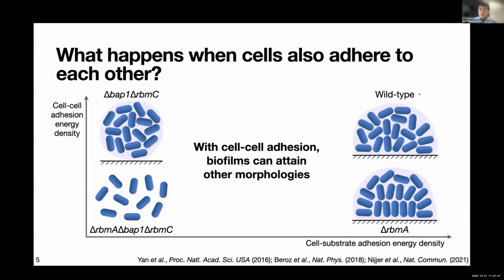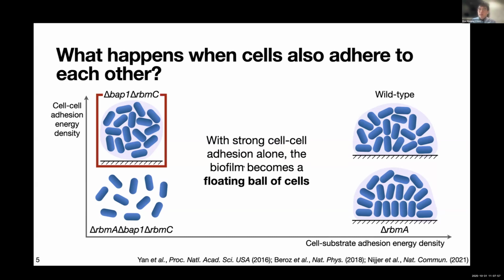And as it turns out, if we include cell-cell adhesion, if we allow the cells to also adhere to each other, biofilms can attain other morphologies. Namely, on the left, when we have just strong cell-cell adhesion alone, then the biofilm becomes a floating ball of cells, which is somewhat intuitive.